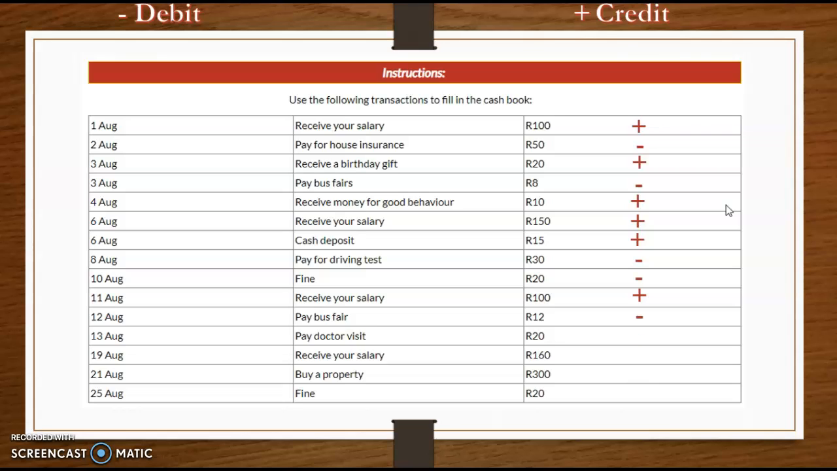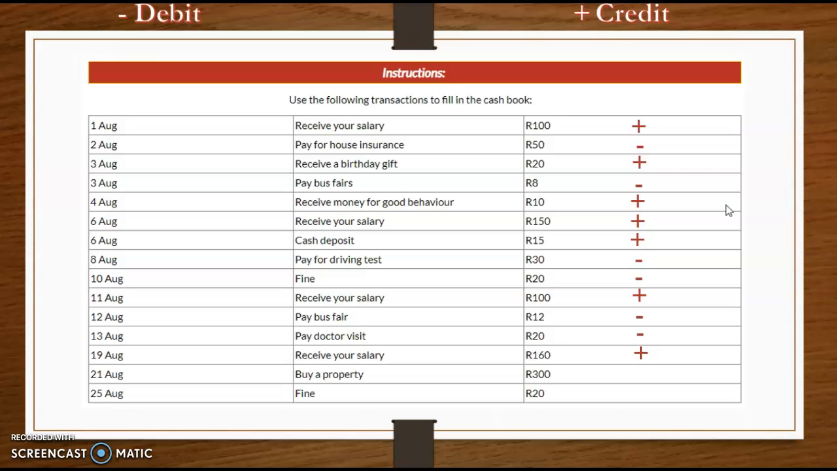On the 13th of August, you pay for a doctor's visit. Oh no, you have to pay again, so it's going to be a debit. On the 19th of August, you received your salary again. We know the word received means that it would be a credit.